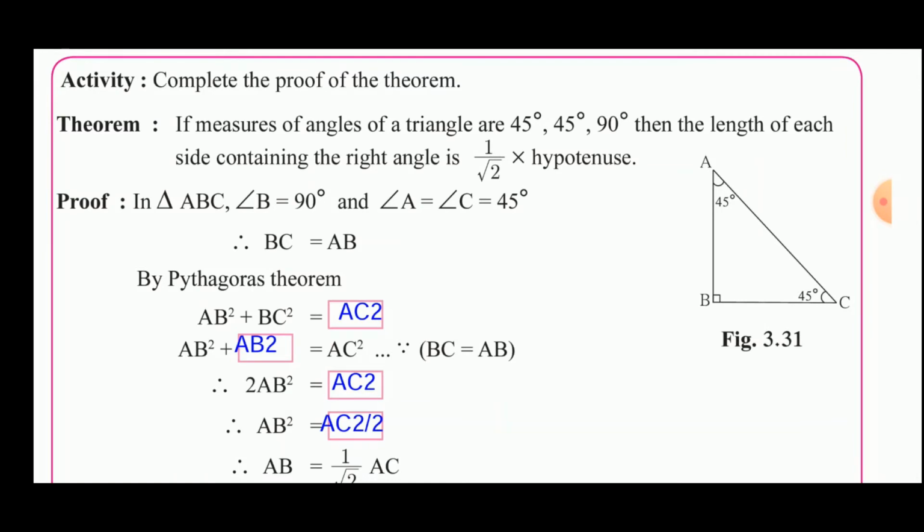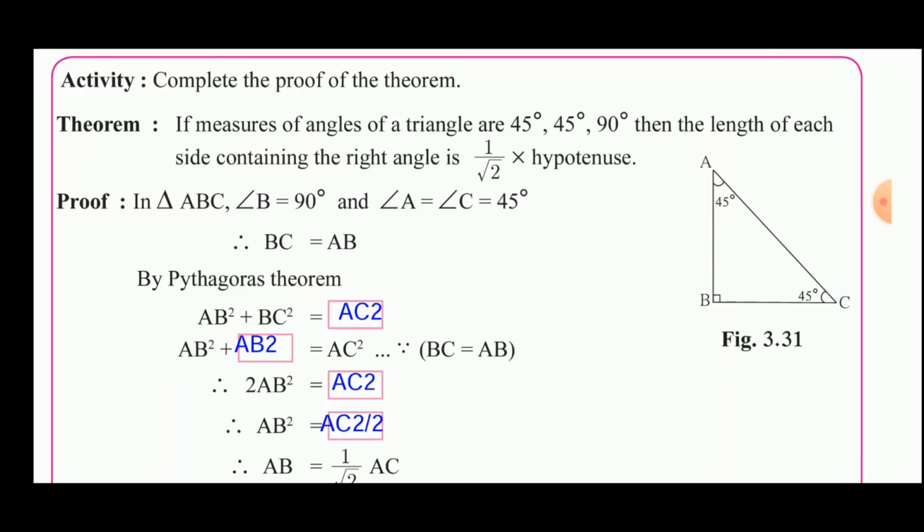Now the next theorem is this one. If the measures of the angles of the triangle are 45, 45, 90, then the length of each side containing the right angle is 1 by root 2 times the hypotenuse. So in triangle ABC, angle B is equal to 90 degrees, angle A and angle C are 45 degrees each. So BC is equal to AB. So by Pythagoras theorem, AB square plus BC square is equal to AC square. So AB square plus AB square is equal to AC square.